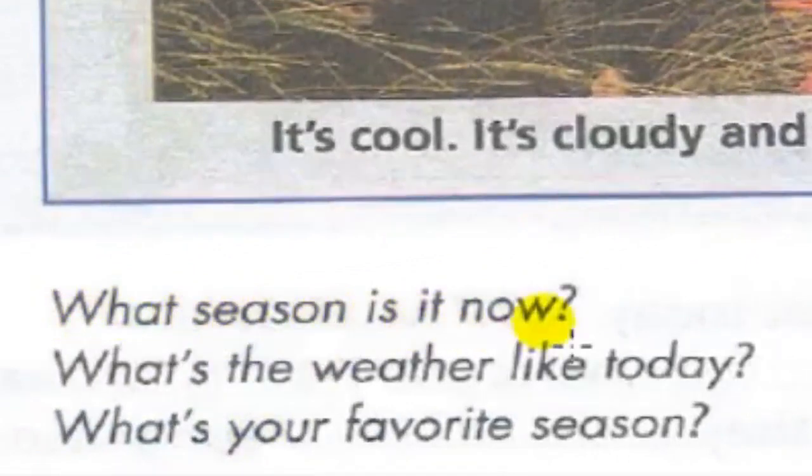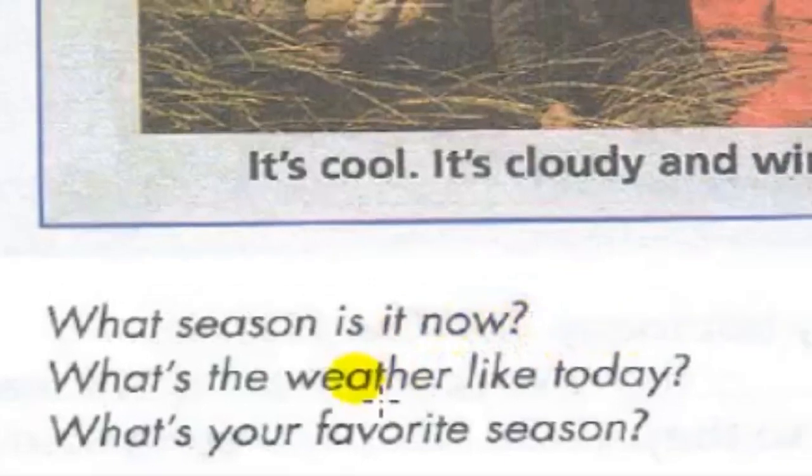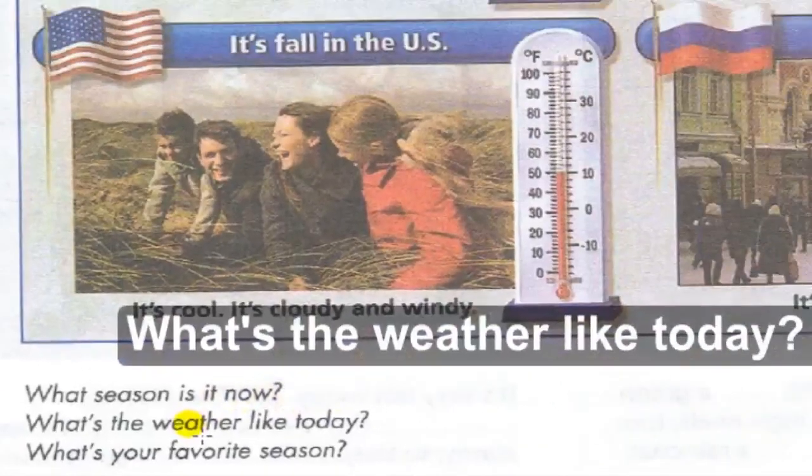What season is it now? We have 4 seasons. Summer, winter, spring, autumn. Autumn, American, fall. We are in the winter. What is the weather like today? Today, in Egypt, it's warm. It's not hot. It's warm. It's sunny.